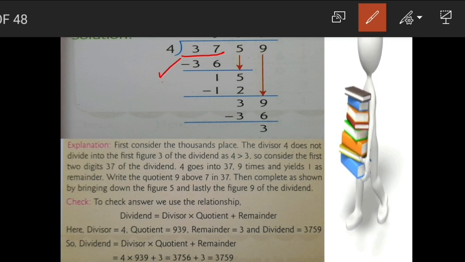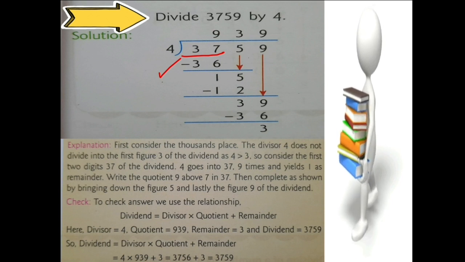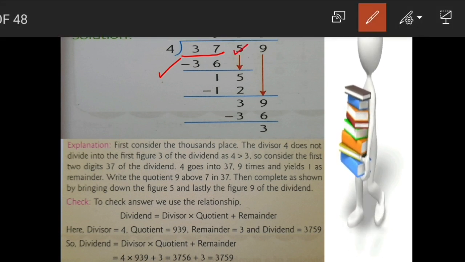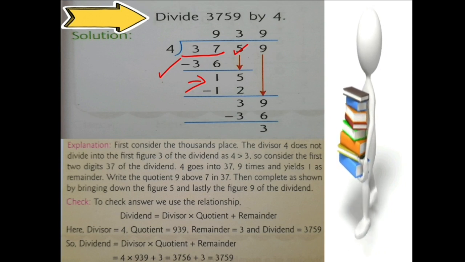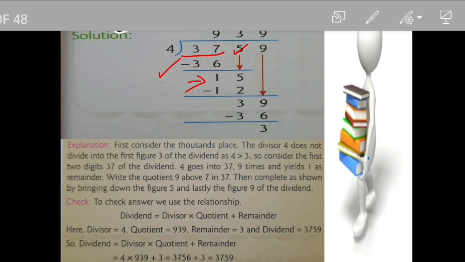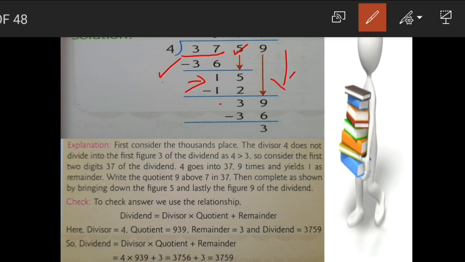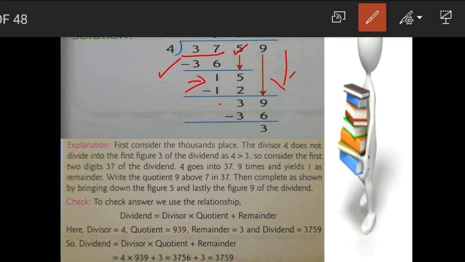So we will do 4 9s 36, and then the steps you should remember: first we divided, then we multiplied, now we have to subtract. So 37 minus 36, we got 1. After subtract, we had bring down. So we will bring down 5 and this 1 will become 15. Now when we have 15, we see 4 3s is 12. So again we subtract 12 from 15 and the answer is 3. Now we will bring down 9. Now 4 9s is 36, and when we subtract, we get the remainder, that is 3.